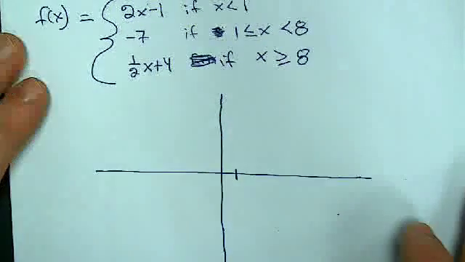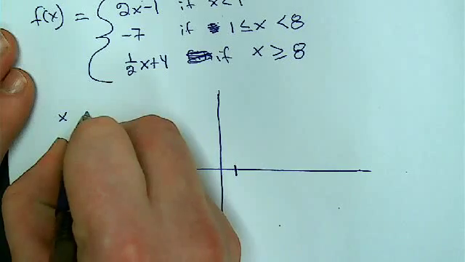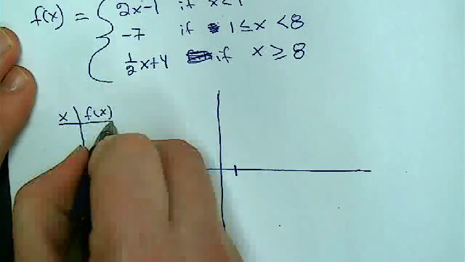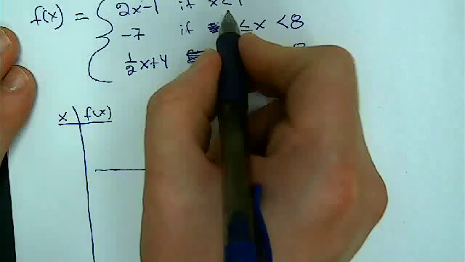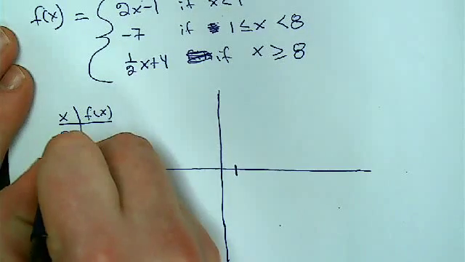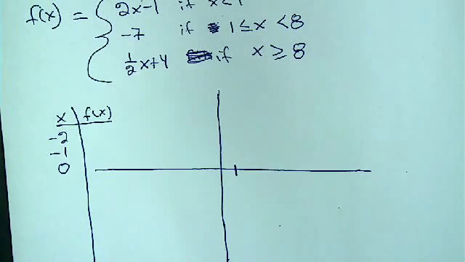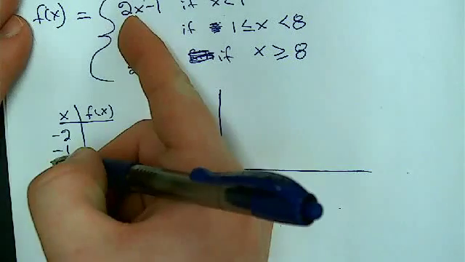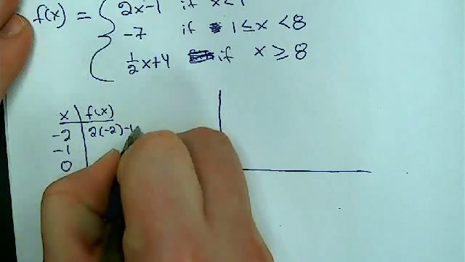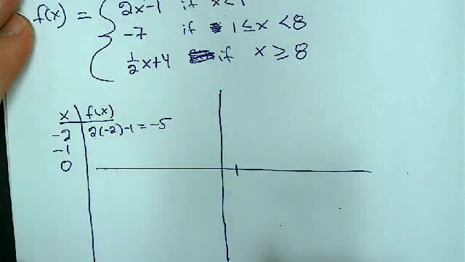Yeah, let's go ahead. Let's stick with that table of values as our strategy. I think that actually helps a lot. So if x is, let's pick some numbers less than 1, like -2, -1, and 0. That's 3 points, right? And so the rule is going to be 2x minus 1. So 2 times -2 minus 1, so that's -4 minus 1 is -5.